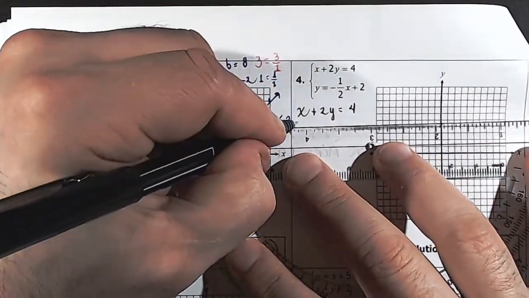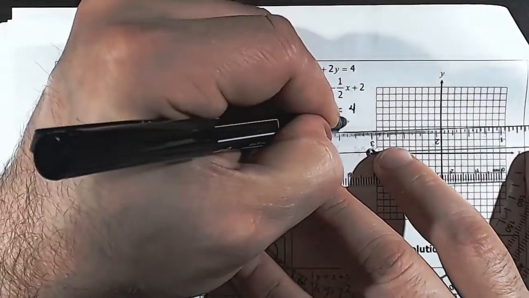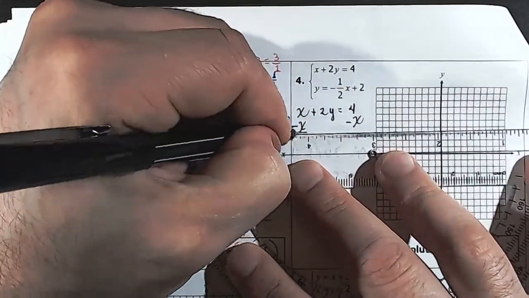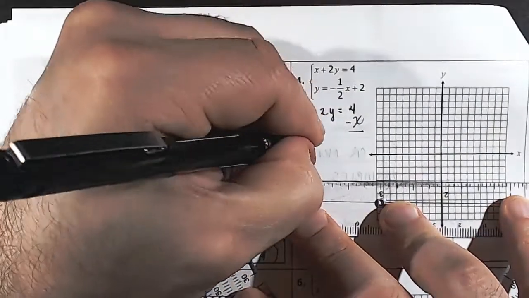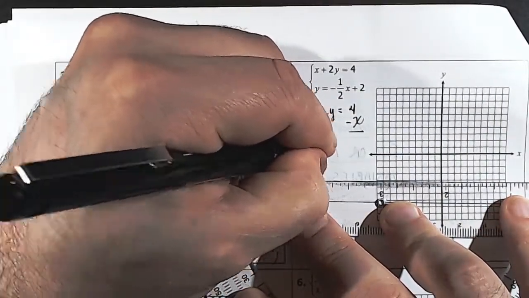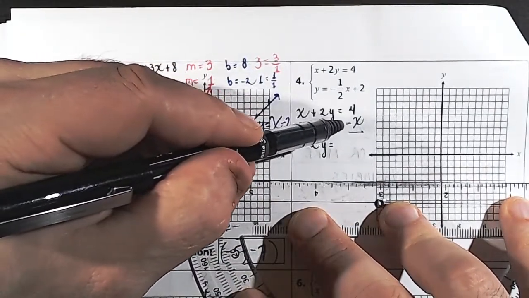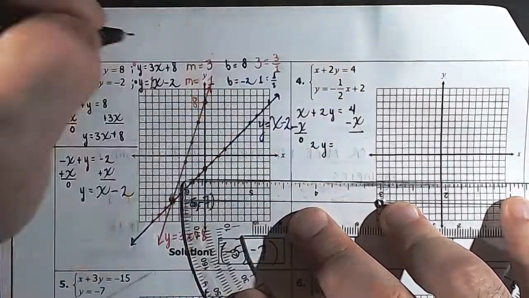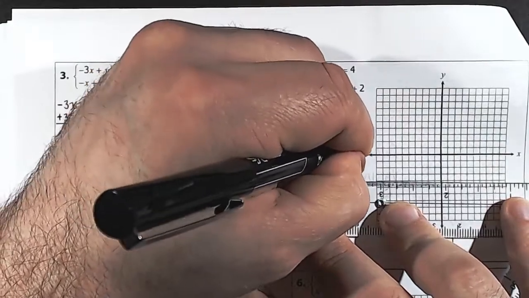First, we have to subtract x from both sides, minus x on both sides. Okay? X minus x is 0, and that leaves us with 2y equals. And now on the right side of the equation, I have negative x plus 4, because I can't mix 4 and negative x. I have negative x plus 4.